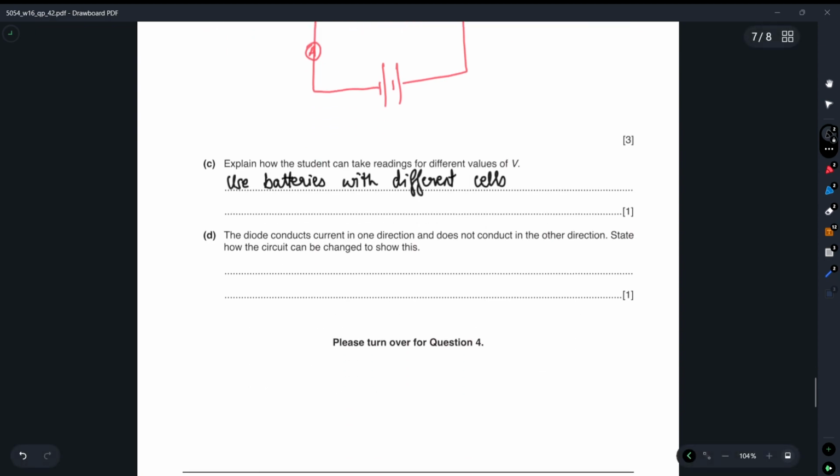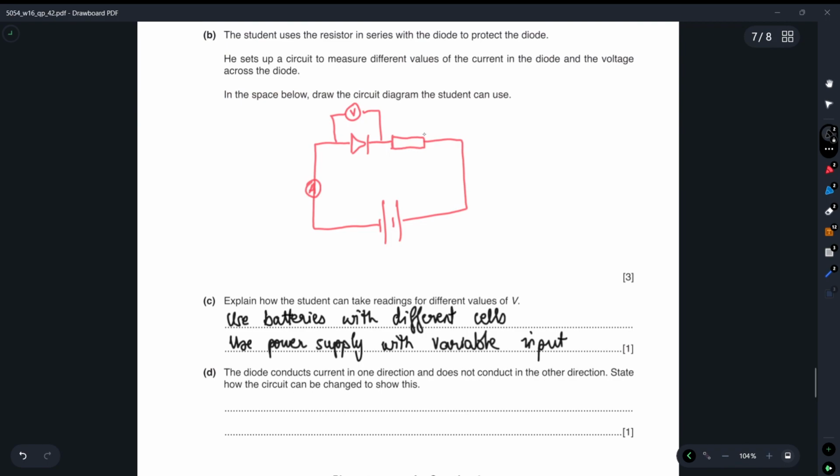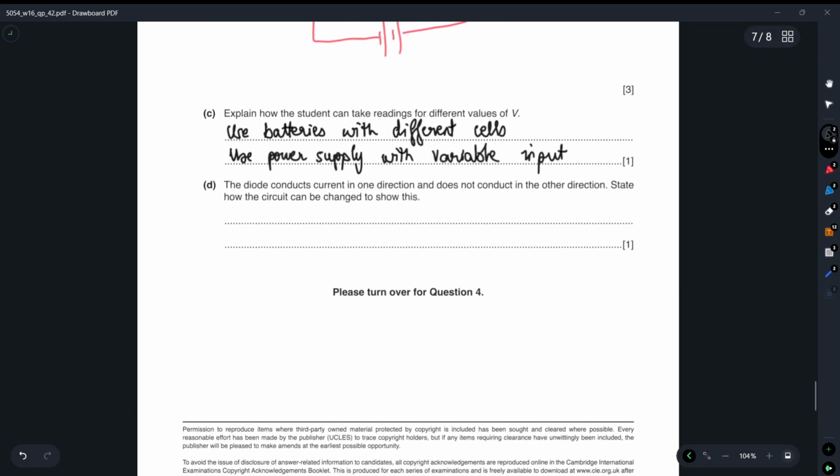ठीक है. So use power supply with variable input. Of course, you're going to write one of them. Acha, you can also use a variable resistor. Matlab, let's say, for example, if this right here is a variable resistor, so essentially what can happen is I can vary the resistance to vary the potential difference across the diode. That can help as well.